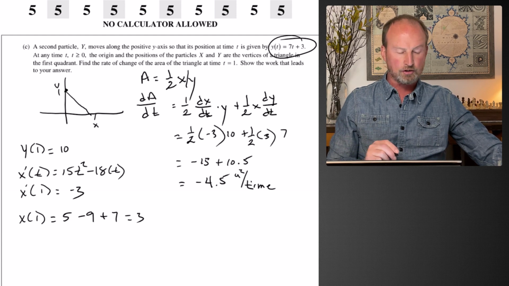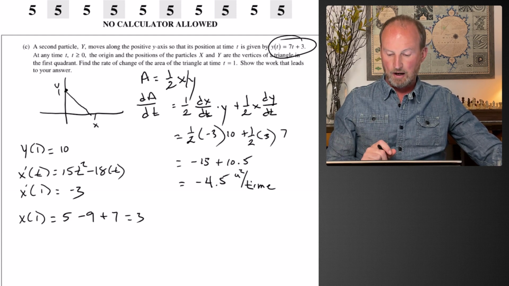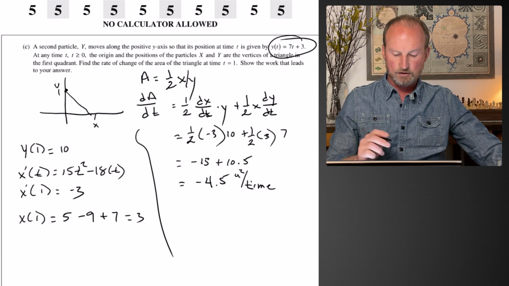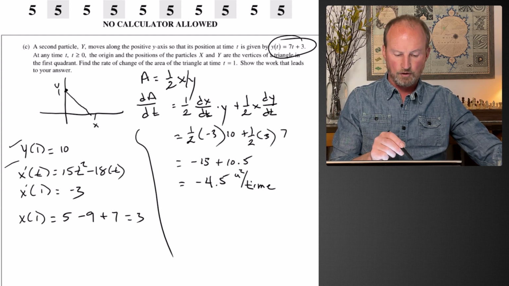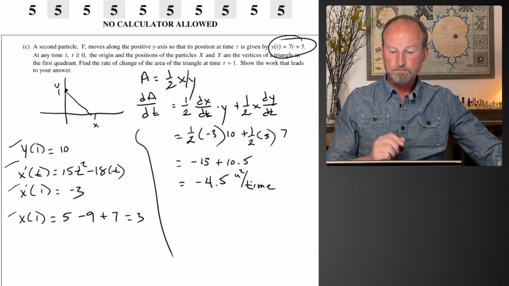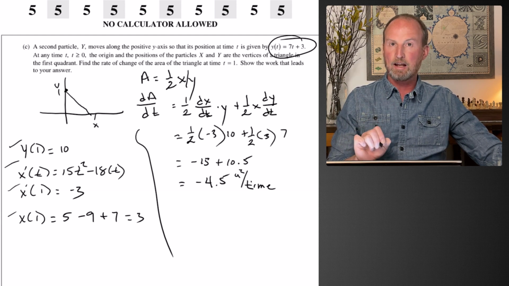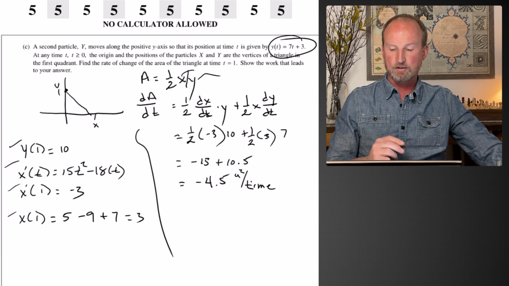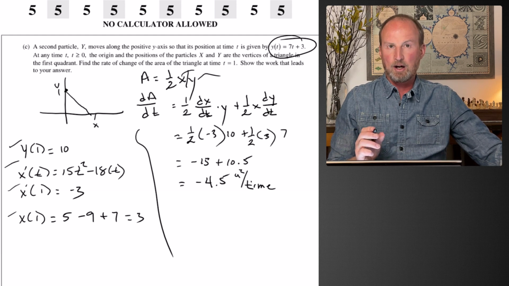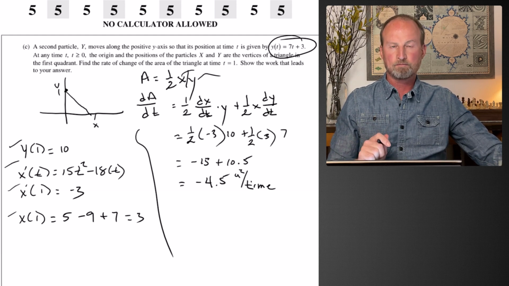This does not say to justify, so we don't really have to do any writing, but we have work that leads to our answer. We have all of our calculations over here. Now, if you look at the AP scoring guidelines, which I have a link to in the description, they did not do it this way. They substituted these two equations with the expressions that were given for x and y. Totally fine. This is how I saw it right away, so that's how I did it, and it works great. Now you have two ways of doing it.